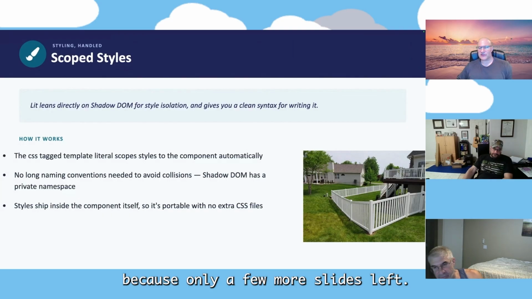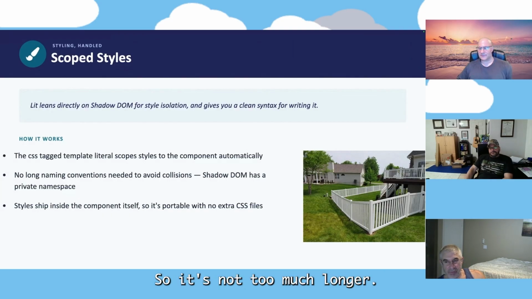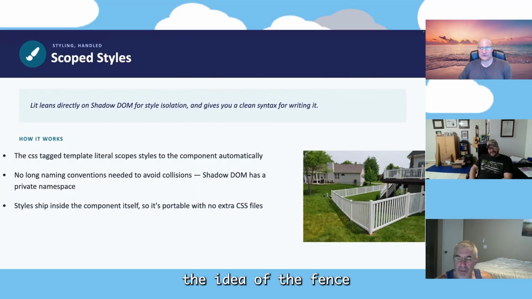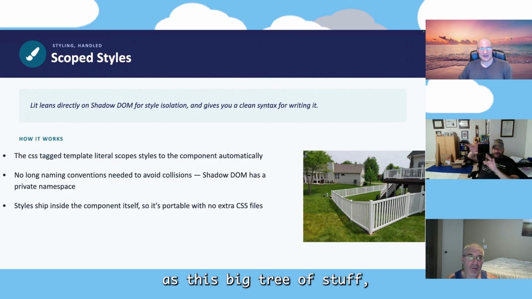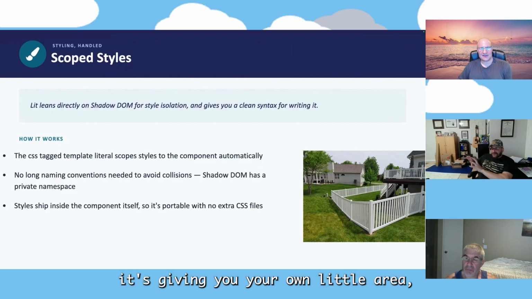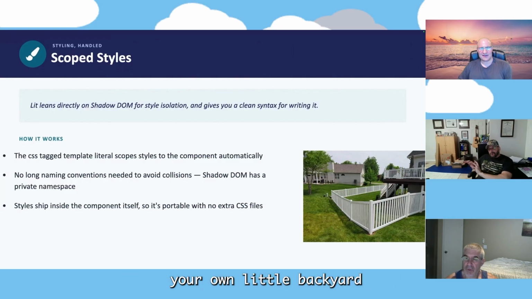There's only a few more slides left, so it's not too much longer. What's the picture? Why is that picture there? It's fenced in. So encapsulation and being private is like the idea of the fence. That represents the shadow DOM. So basically what it's saying is that if you think of a document as this big tree of stuff, it's giving you your own little area, your own little backyard that you can mess around with, and it won't affect the rest of it.